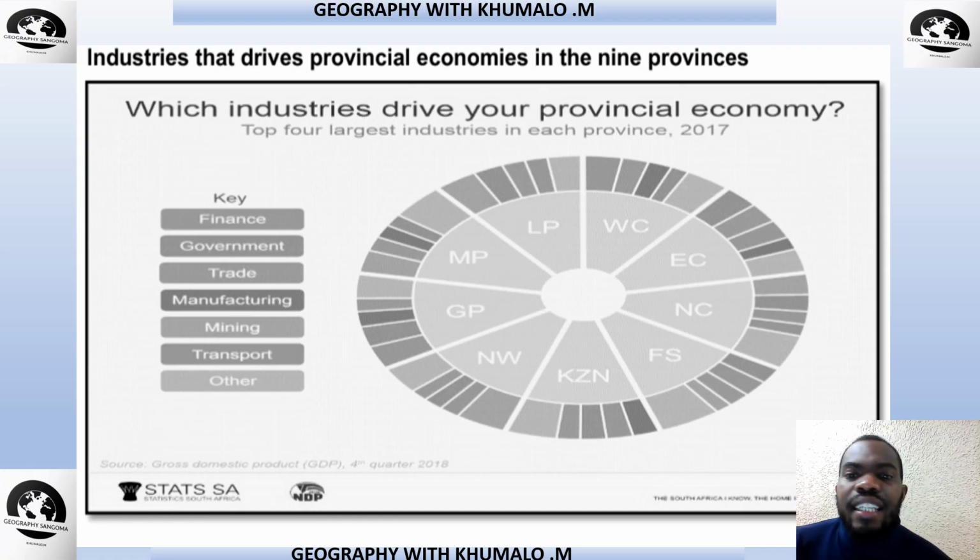Then they can give you a question in terms of pie charts. So you must be able to interpret statistics. It's very important in your exam.